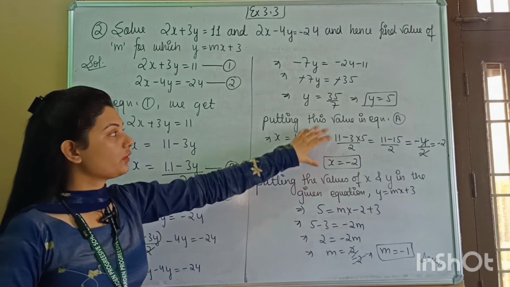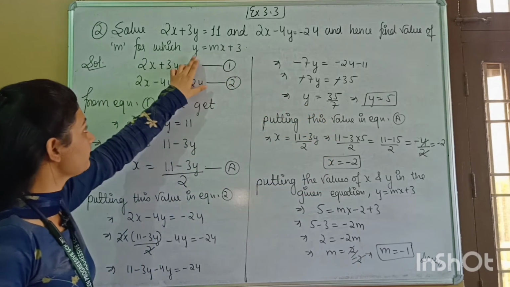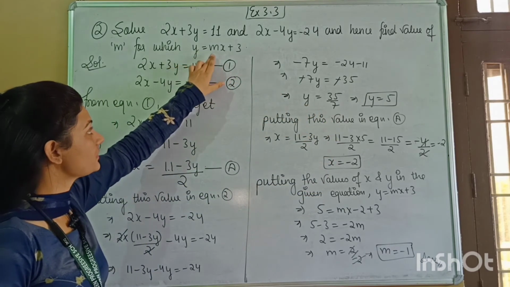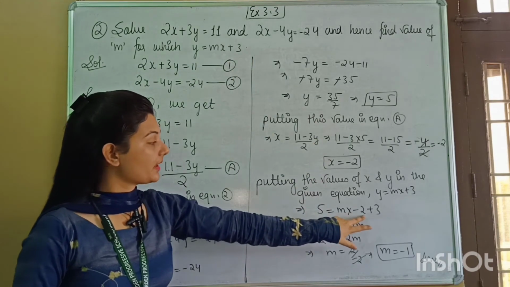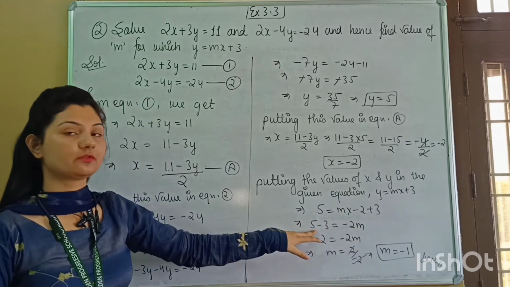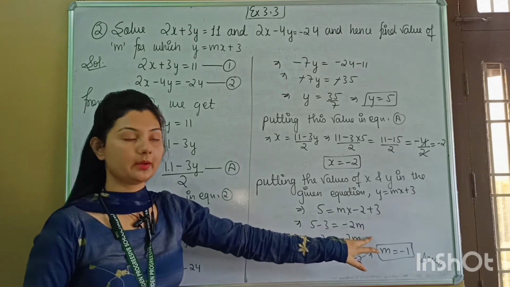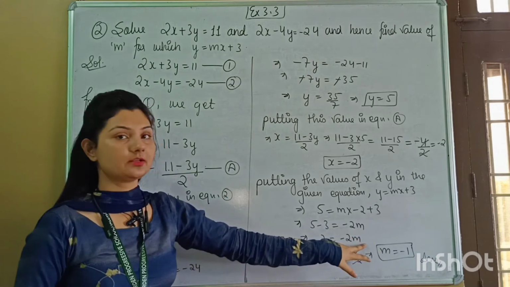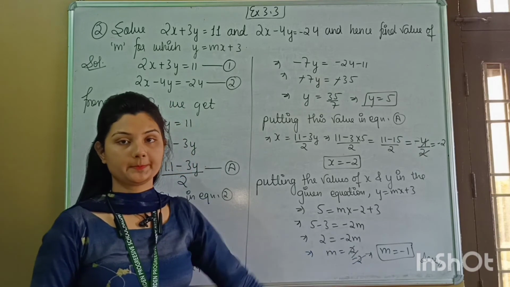Now after we have got the values of x and y, we just put them in the given equation, that is y is equal to mx plus 3. So y is 5, x is minus 2, plus 3. We have taken this plus 3 to this side, so it becomes minus 3, that is 5 minus 3 is equal to minus 2m. So 2 is equal to minus 2m. So the value of m will be equal to minus 1.